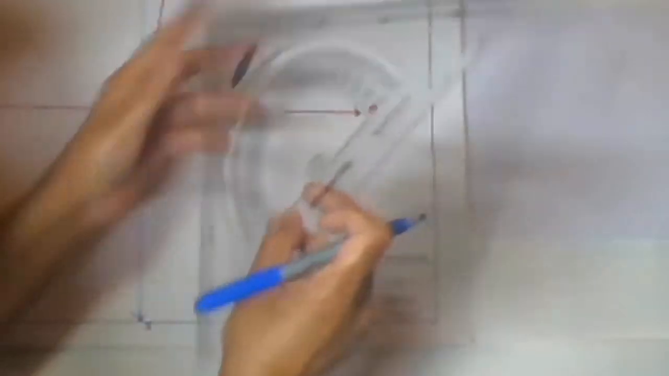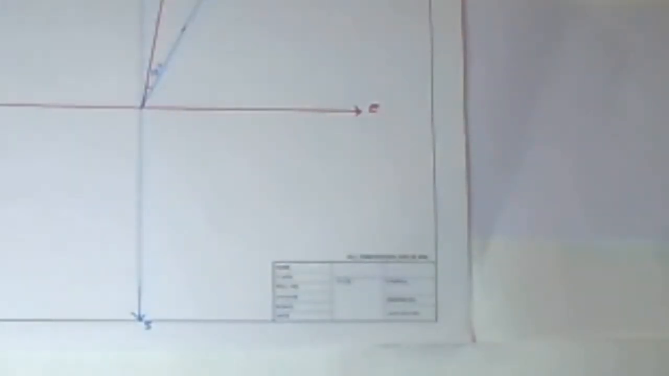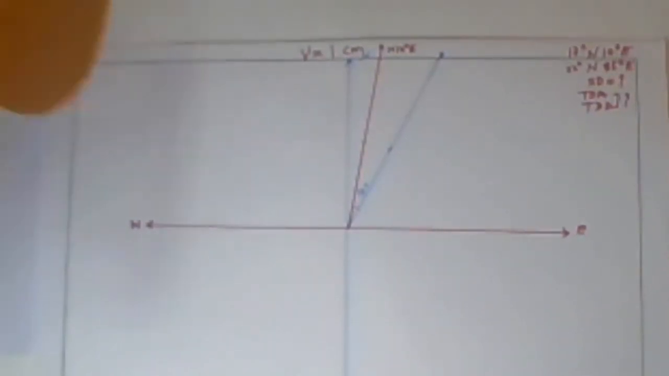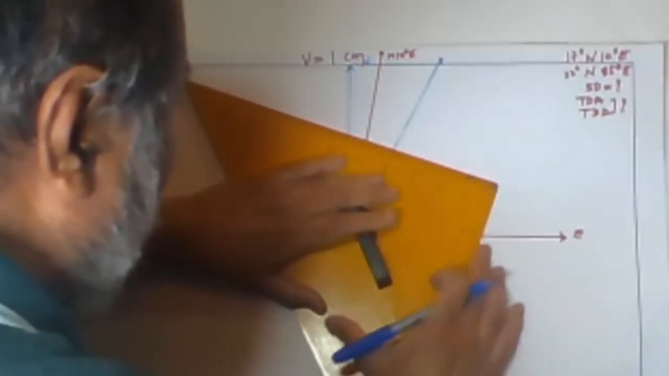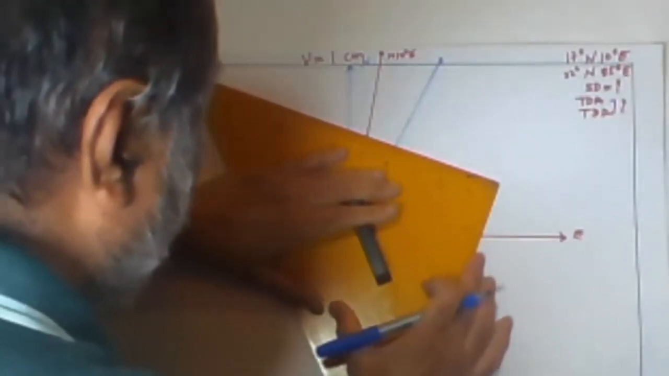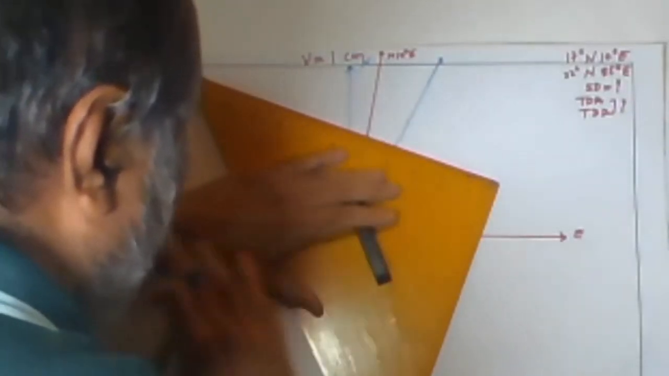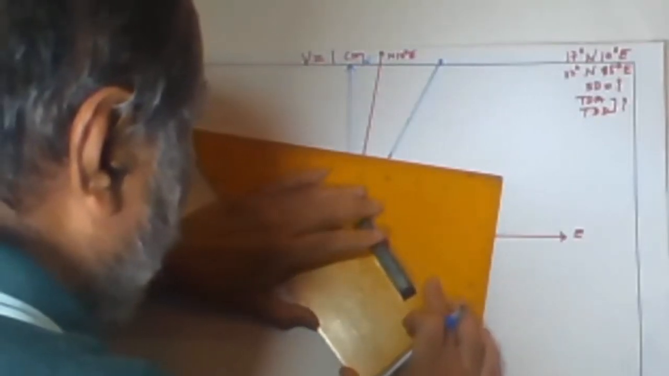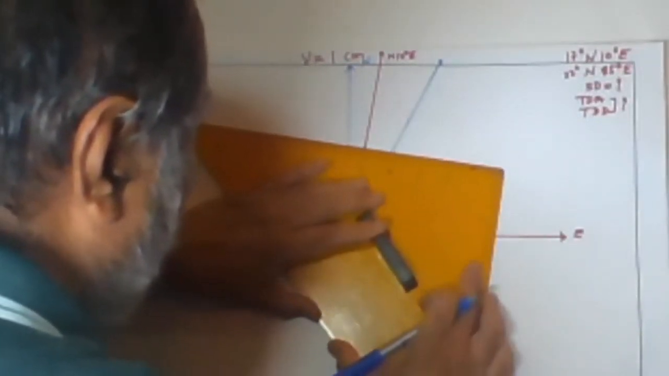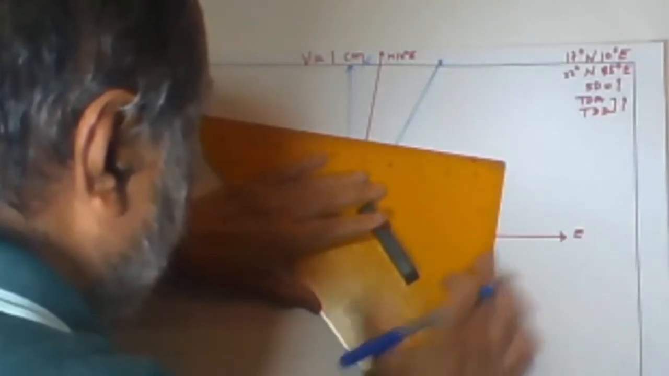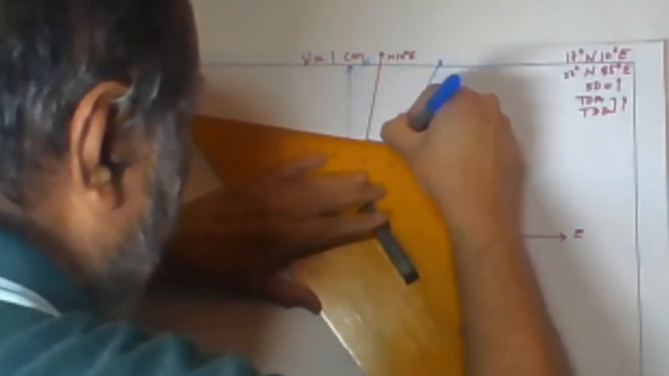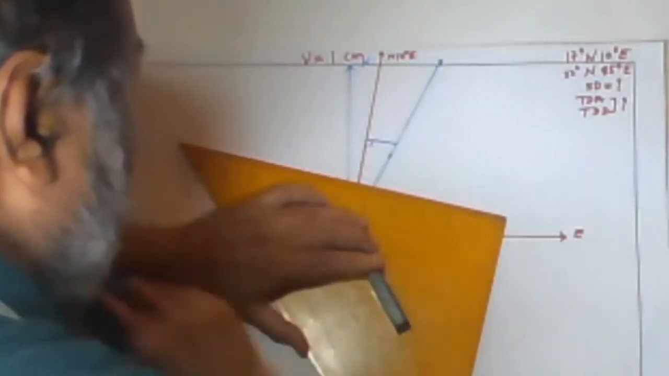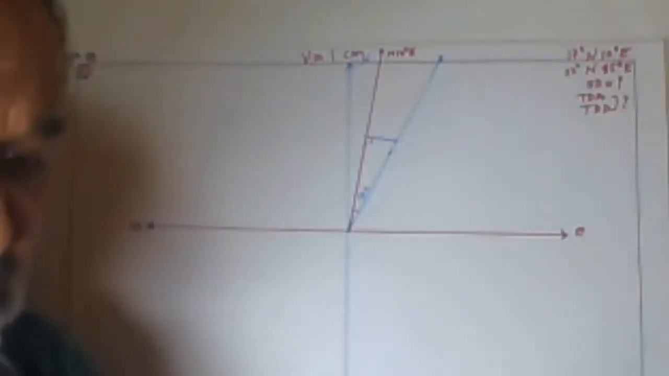Now we have to choose V as 1 centimeter. If I take this one, it is very small, so I'll take another scale for demonstration, so that the scale is on the bigger side. Draw a line perpendicular to this red line, the north 10 degree east line. Keep the scale, and slowly shift until the distance is 1 centimeter. So this is the perpendicular to the north 10 degree east line we have drawn.